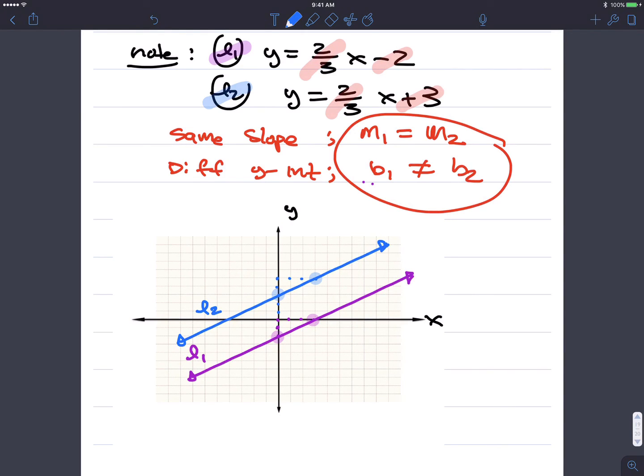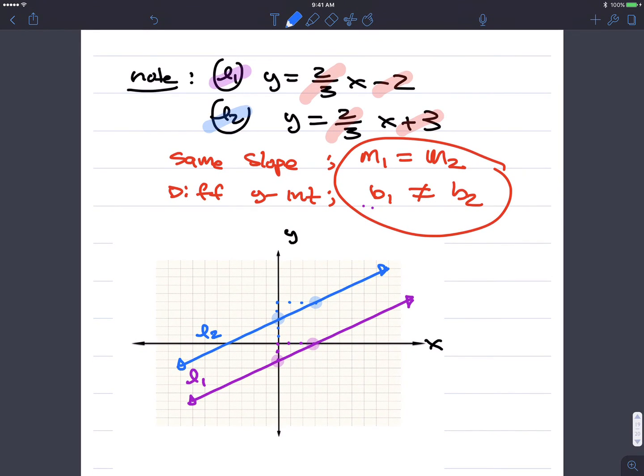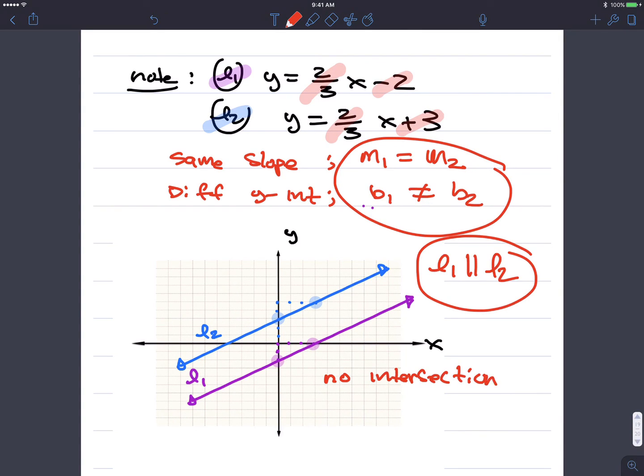Now let's notice again what this means whenever we're in this scenario. When we have lines that have the same slope but different y-intercepts, these lines are parallel. In other words, L1 is parallel to L2. As a consequence, these lines never intersect. There is no intersection. Now let's find a place to write this on the screen. Maybe down over here. There is no intersection. And because there's no intersection, we say there's no solution.